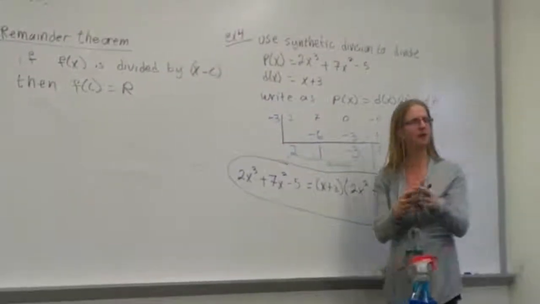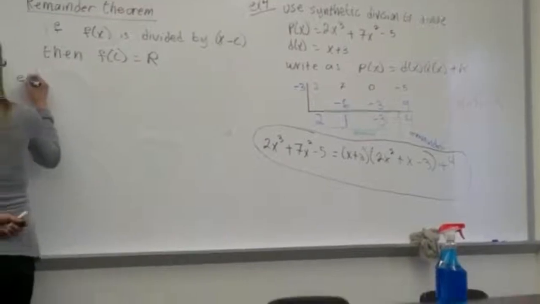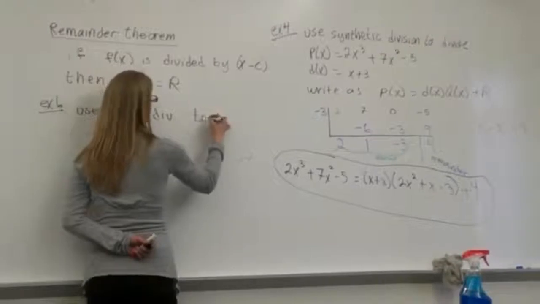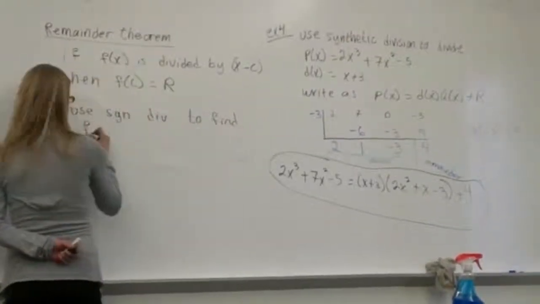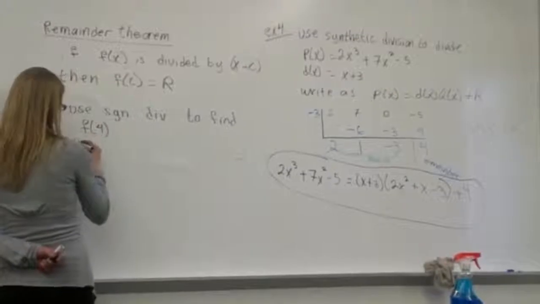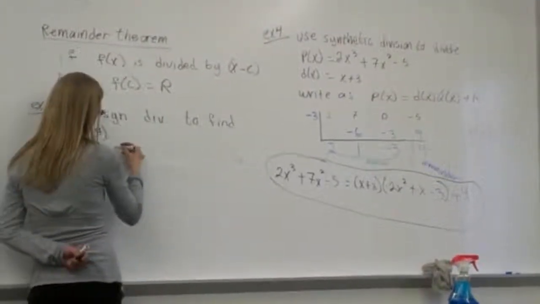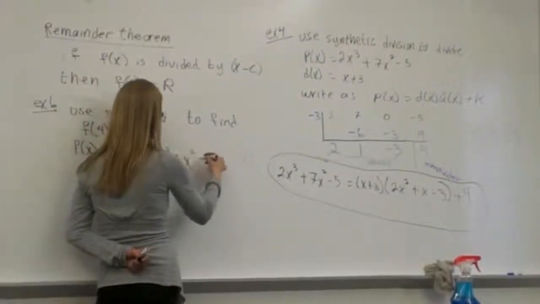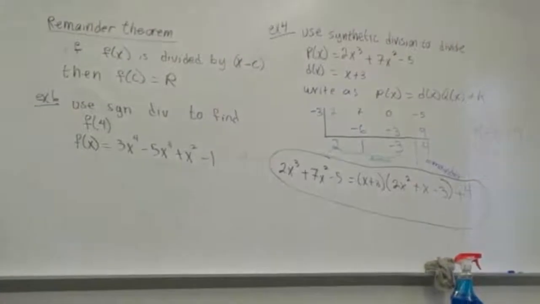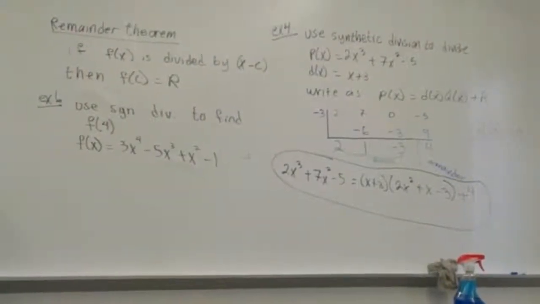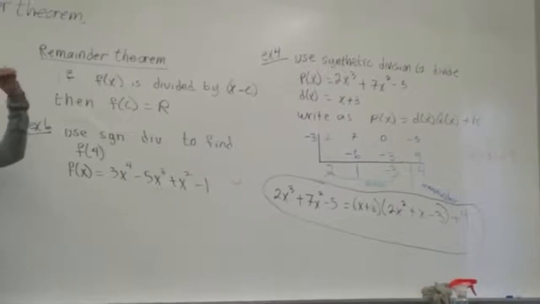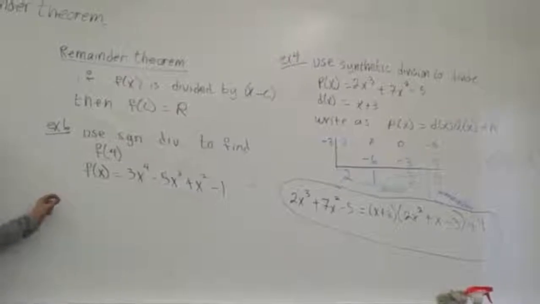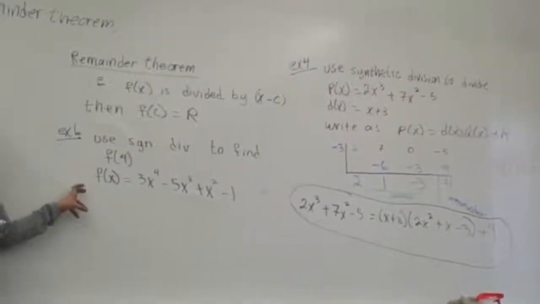Let me give you another example as to when you would use that. Okay, so let's do this as example 6. Use synthetic division to find f of 4, if I give you this polynomial function, f of x equals 3x to the 4th minus 5x cubed plus x squared minus 1. And I'm asking you to use synthetic division. If I tell you to use synthetic division and you don't use it, how many points would you get?